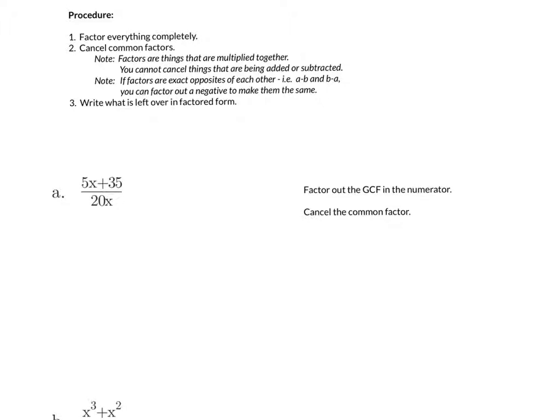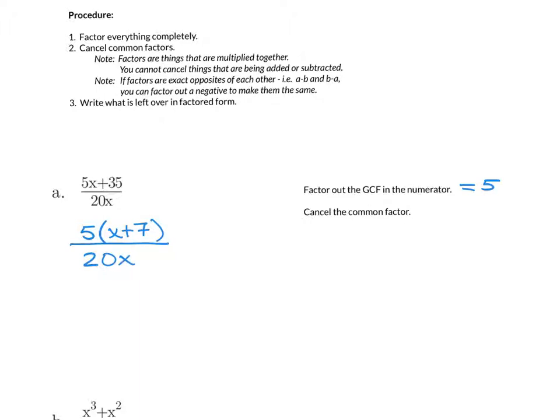Let's look at an example to start us off. Example A, we have 5x plus 35 over 20x. The first thing I want to do is factor out the GCF from the numerator. GCF is 5. If we do this, we get 5 times, divide each term by 5, we get x plus 7. Denominator, we can leave it the same for now.